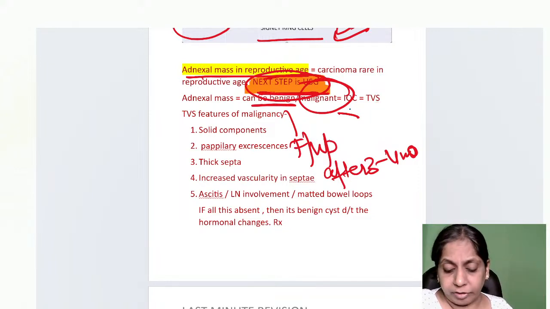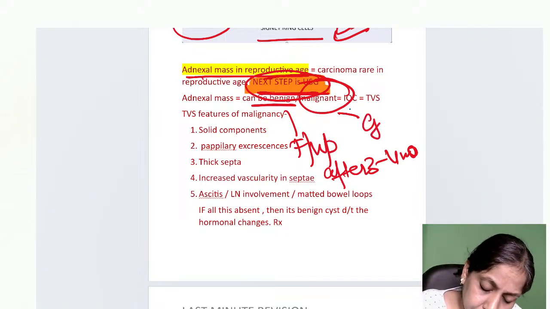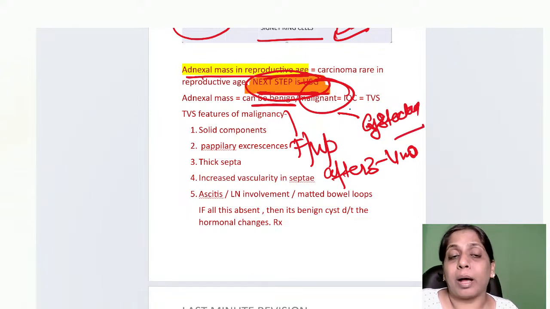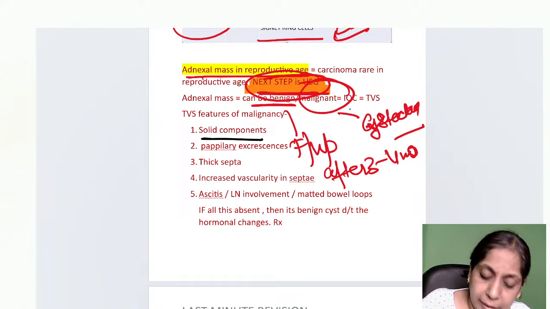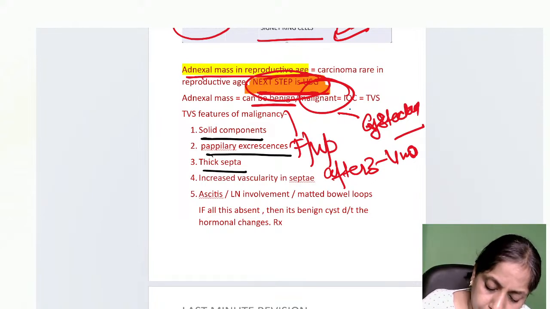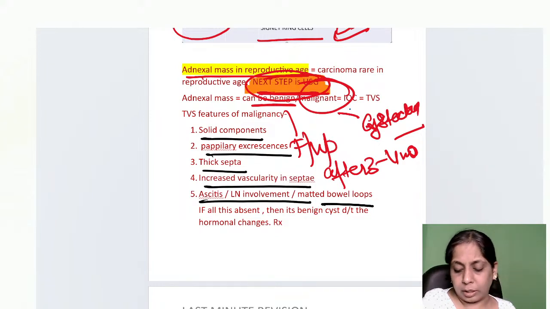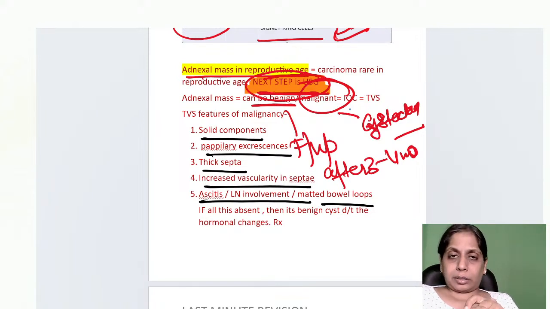What are the features present on the ultrasound which say that it is malignant? The features which suggest that the adnexal mass is malignant are the solid components, papillary excrescences, thick septa, increased vascularity, ascites, and lymph node involvement. Okay, so these are the components.